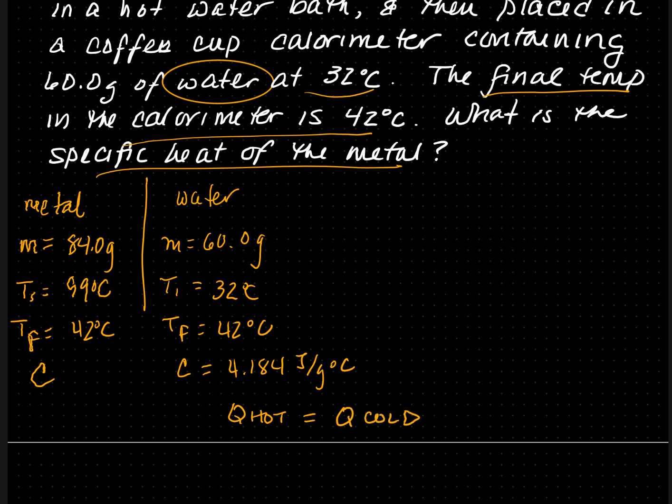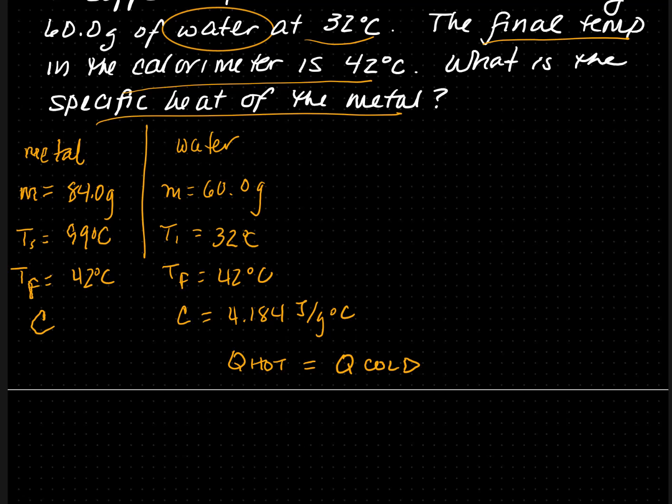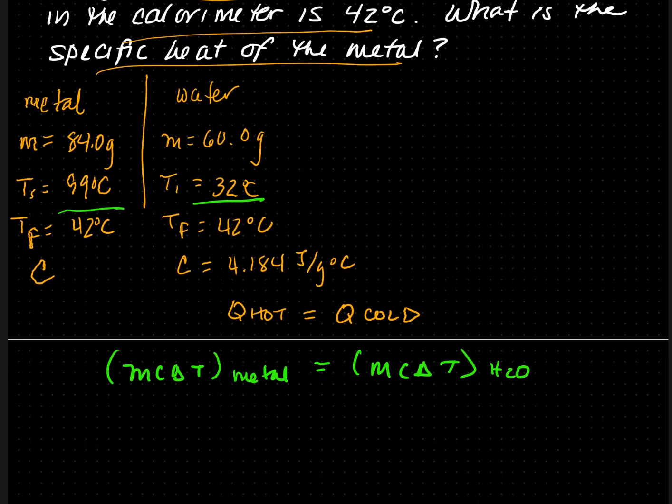And if I expand the equation, that's going to be mcΔT for the metal, which is my hot, because my initial temperature is at a higher temperature, and my water is my cold because it's at a lower temperature. This is equal to mcΔT of the water. I'm going to expand the equation out.